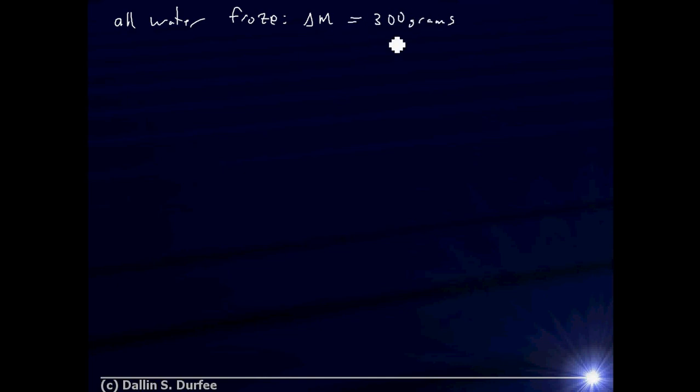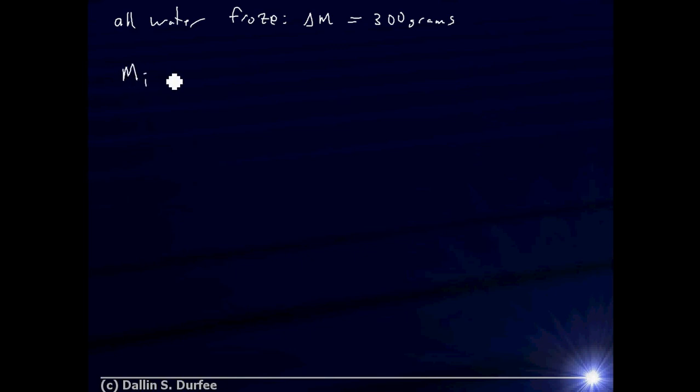My total ice left is going to be the mass of the water plus the mass of the ice I started with, right? In this scenario, I'm assuming I freeze all the water. I know how much ice I'm left with, but I don't know the final temperature. So let's do our heat equation.